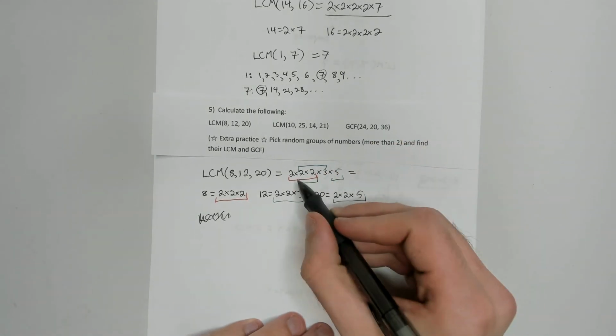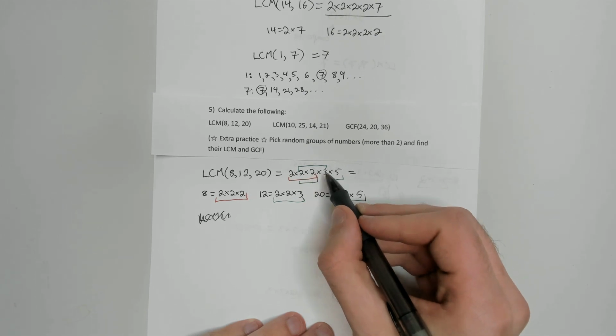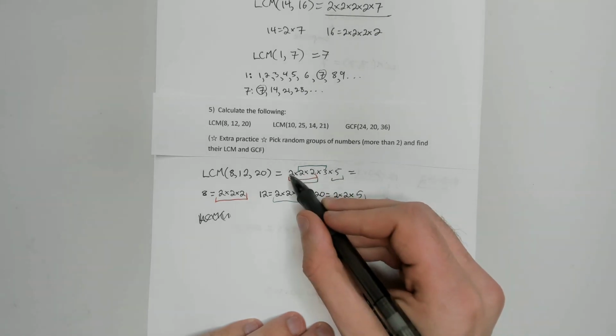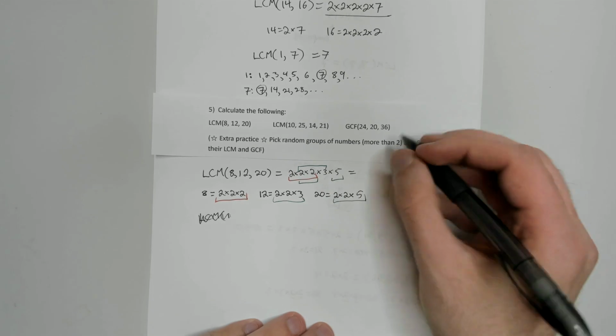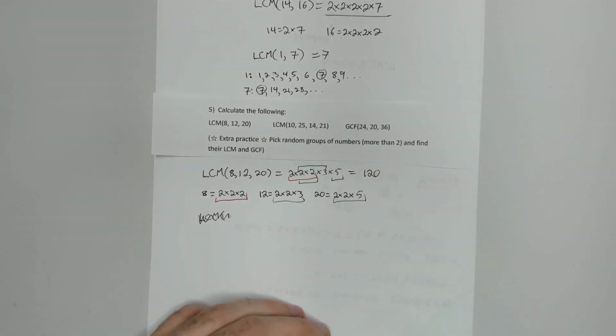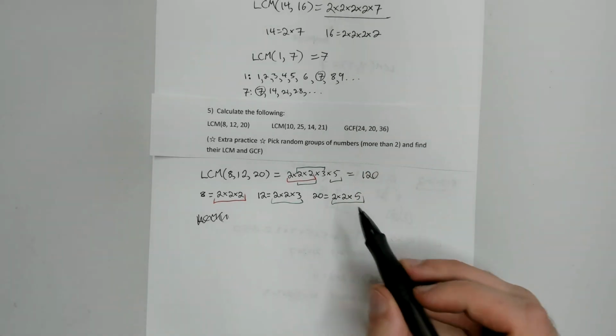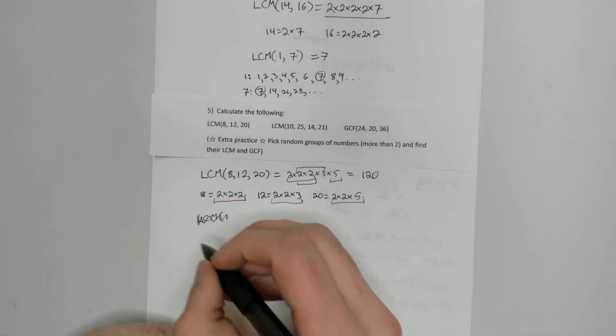So we'll have 2 times 2 times 3 is 12, times 2 times 5, so that's times 10, so that is going to be 120. You can check me on that, but it should be 120. So that is the answer to this one. Let's go on to the next one.